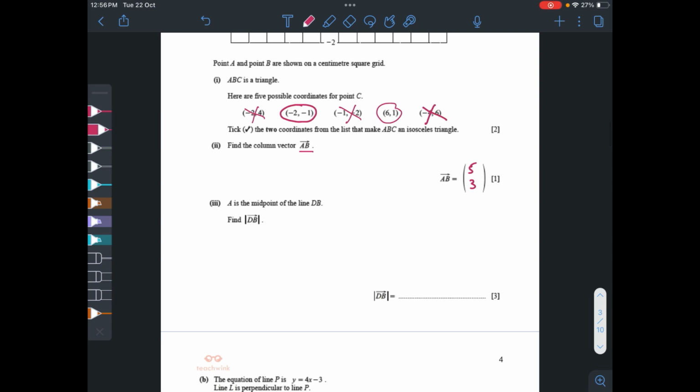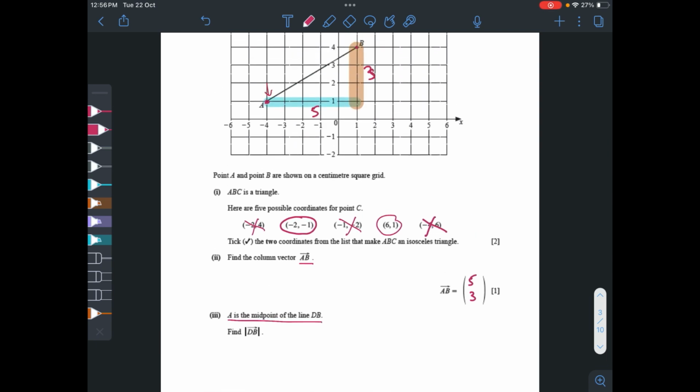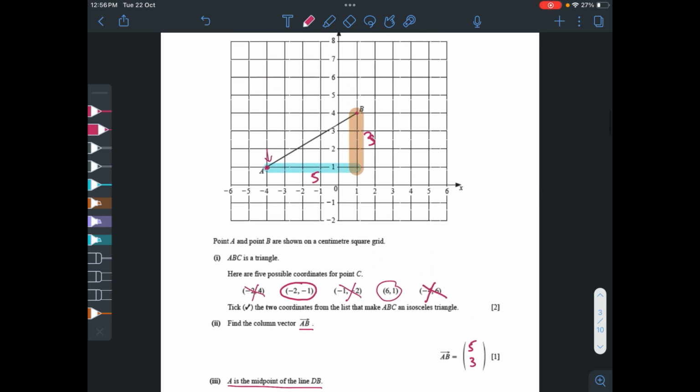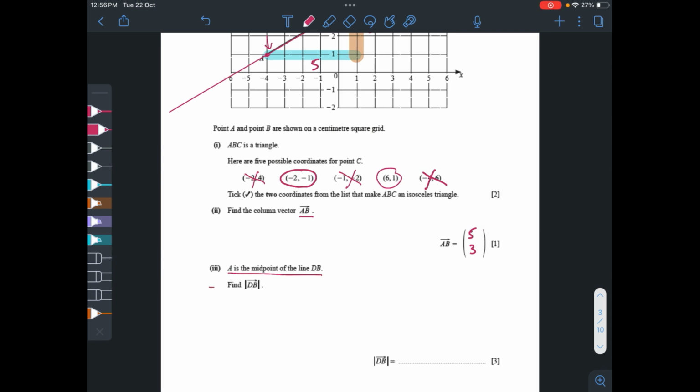Now, the next part says A is the midpoint of the line DB. A is the midpoint of the line DB. Okay, that means the line would stretch something like this. It says find the length of DB.